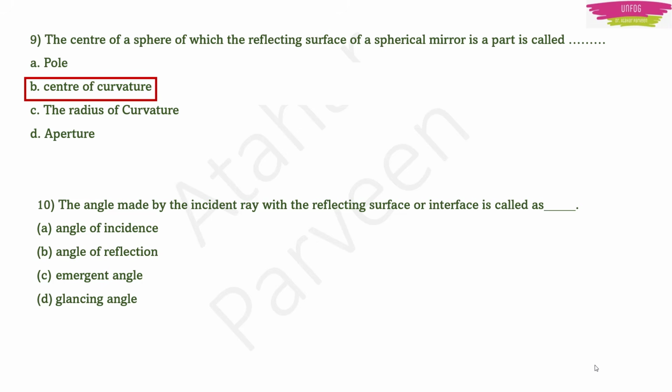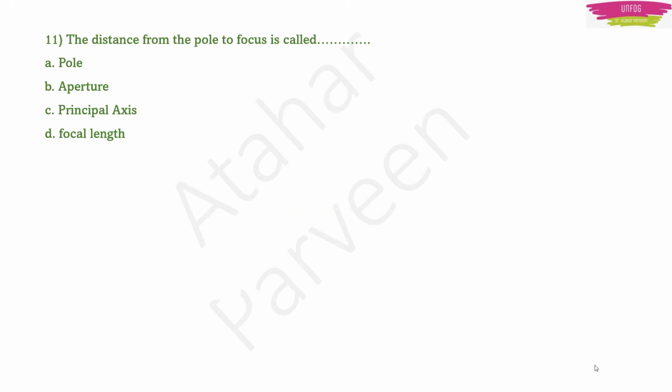The angle made by the incident ray with the reflecting surface or interface is called as glancing angle. Remember, we have denoted it by G, the glancing angle. It is the angle made by the incident ray with the reflecting surface or the interface of the mirror. The distance from the pole to the focus is called focal length. This is a very important point. The distance from the pole to the focus is called focal length.